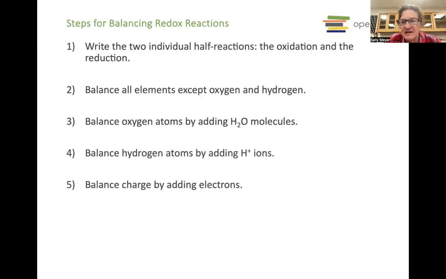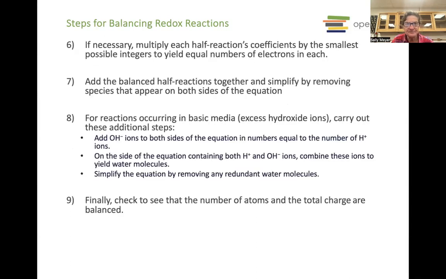So here are the steps, and I would strongly recommend that you put these on your note card. First, you want to write the two individual half reactions, the oxidation and the reduction. Balance for all elements except oxygen and hydrogen. Balance oxygen atoms by adding water molecules. Balance hydrogen atoms by adding H+ ions, and then balance charge by adding electrons. So we'll talk through this process.